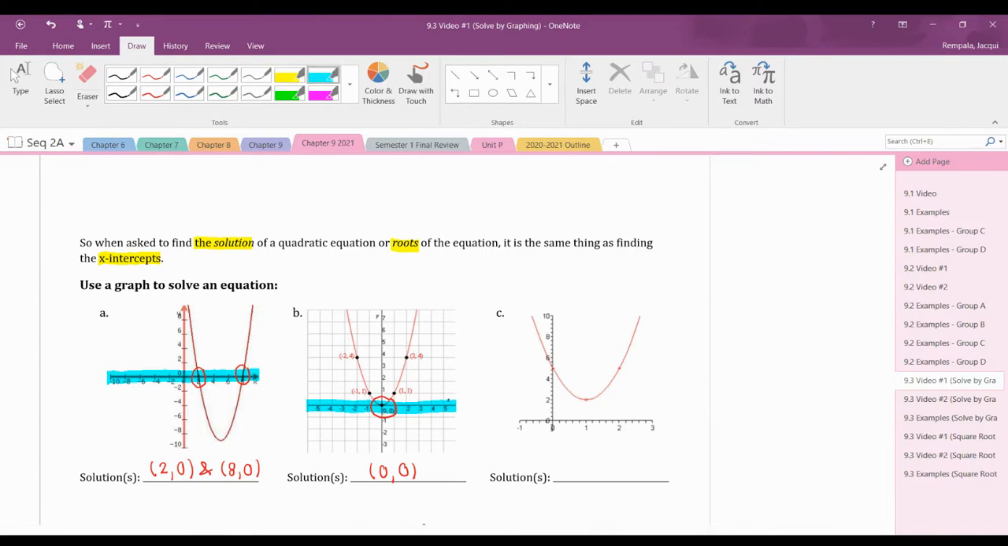If I look at the picture in part C, once again, to determine my solutions, I'm looking for how many times does the parabola touch the x-axis. Notice that in this case, it doesn't touch it at all. And so when it doesn't touch it at all, we would say that we have no real solution. All right, so those are our 3 options. Your parabola could touch the x-axis at 2 spots. It could touch the x-axis at 1 spot, or it could touch it never, making it no real solution.